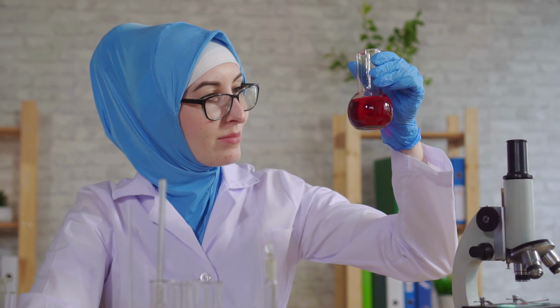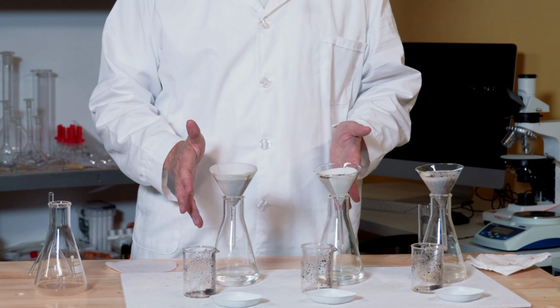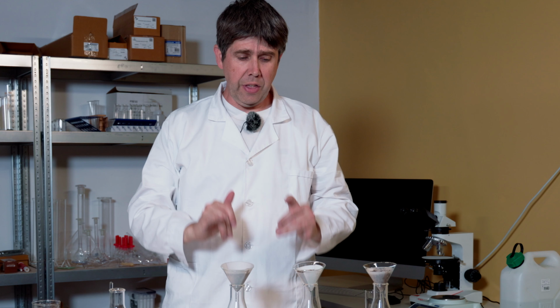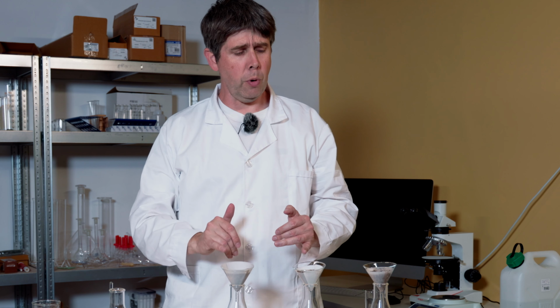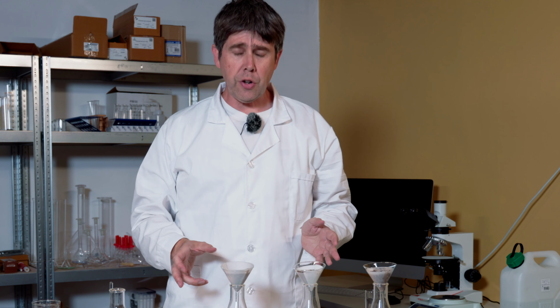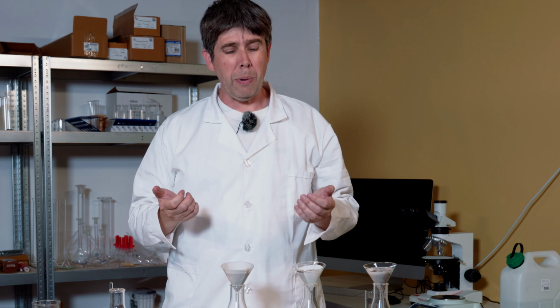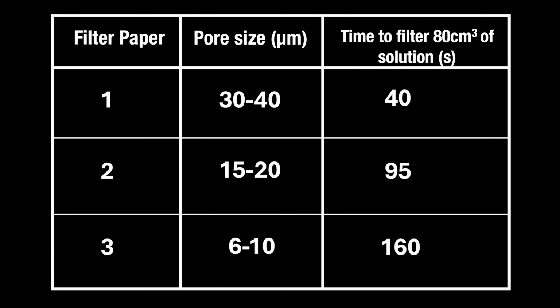Now you'll notice that this one on your right here has already finished, and all 80 centimetres cubed of liquid have already passed through it, whereas these 2 are still going. And that is because these filter papers have got a significantly smaller pore size than this one has here. And as a result, yes, they're trapping more particles, but it is taking longer for even the water to get through. I'll put up the times for the 3 filter papers and their pore sizes in this table here for you to have a look at.